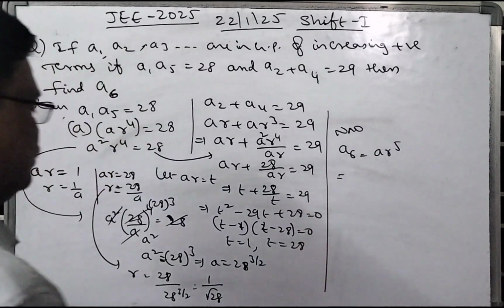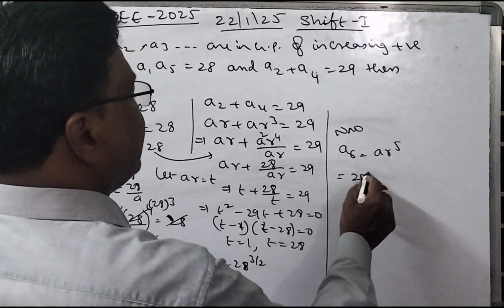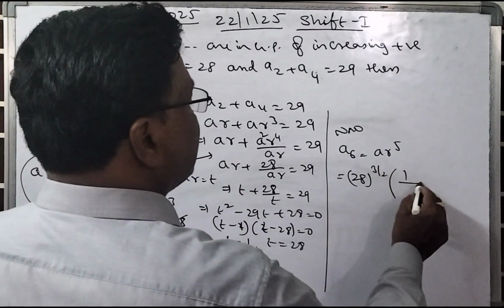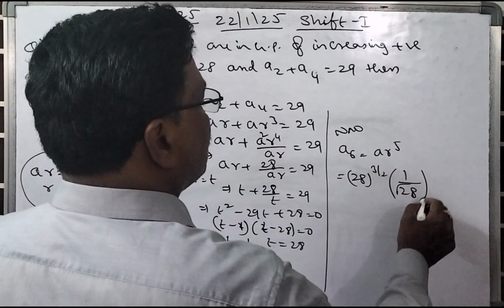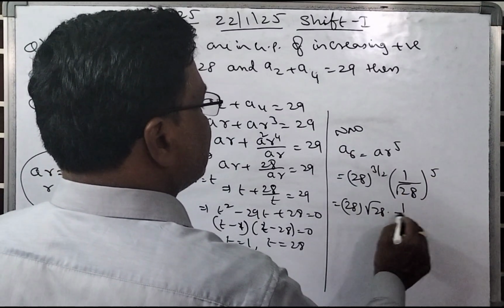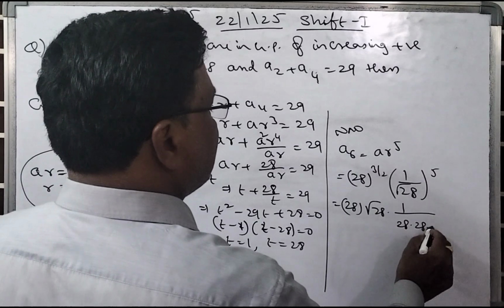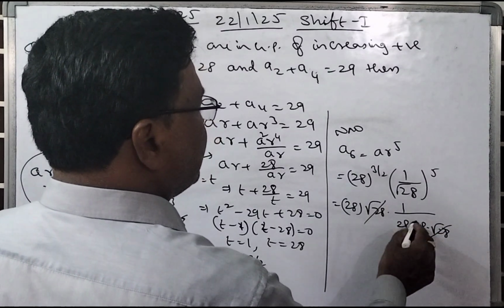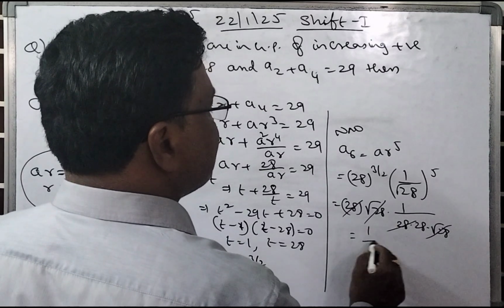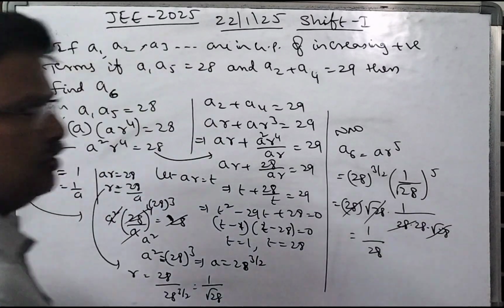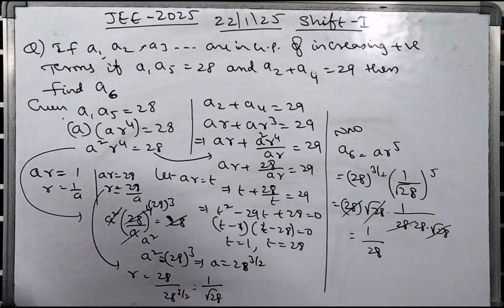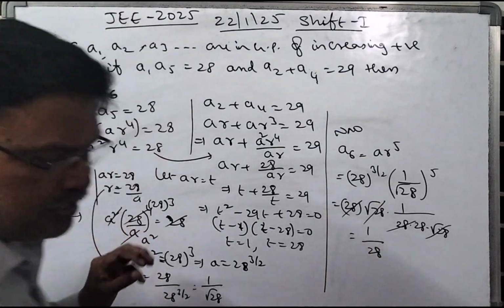Now this is equal to a is 28 to the power of 3 by 2 into r is 1 by root 28 whole to the power of 5. Now this is 28 root 28 into 1 by 28 root 28. So root 28 gets cancelled. We are going to get 1 by 28 for a6. So with this we are getting 1 by 28, but options are not satisfying.